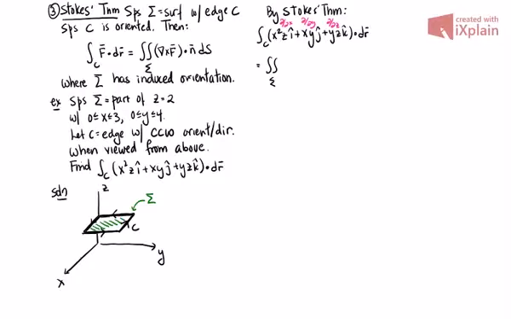So we take the partial with respect to y of yz, which is z, minus the partial with respect to z of xy, which is 0. The partial with respect to x of yz, which is 0, minus the partial with respect to z of x squared z, which is x squared. The partial with respect to x of xy, which is y, minus 0 in this case. So we've taken our curl. This is dot n dS. So just to be clear, in here we did the curl.